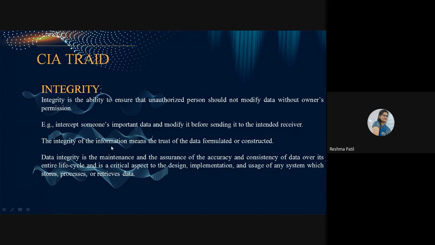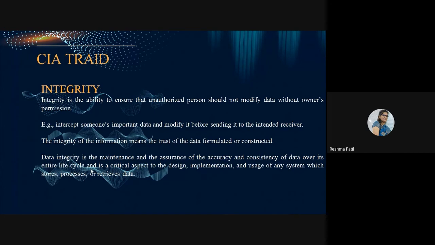The integrity of information means the trust of data formulated or constructed. Data integrity is the maintenance and the assurance of the accuracy and consistency of data over its entire life cycle. Here we are assuring that data is not changed, data is not modified. In the way the sender has sent it, in that way only the receiver will get that data.